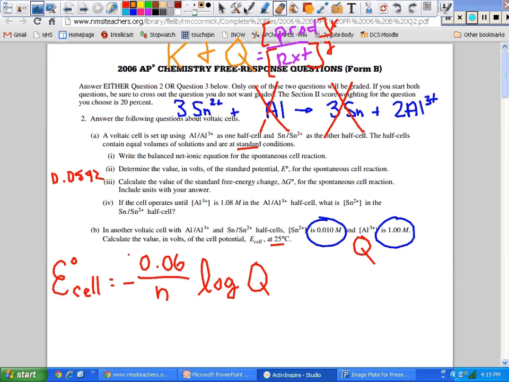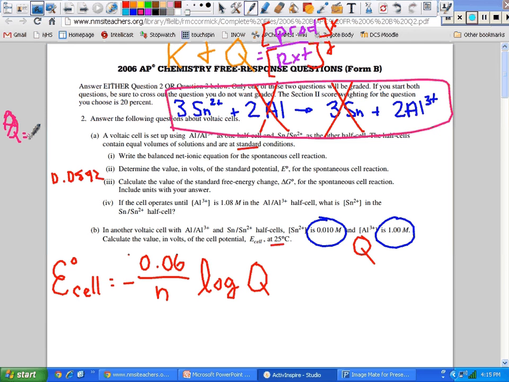So, we need to use this equation and plug in. If I were to write Q based on this reaction, what would it look like? What would it equal? Raised to what power? Second. And then Sn ion raised to what power? 3. So this is going to get plugged in. Do we have numerical values we can plug in for this? All right, so I'm going to change screens, and we're going to solve for this.